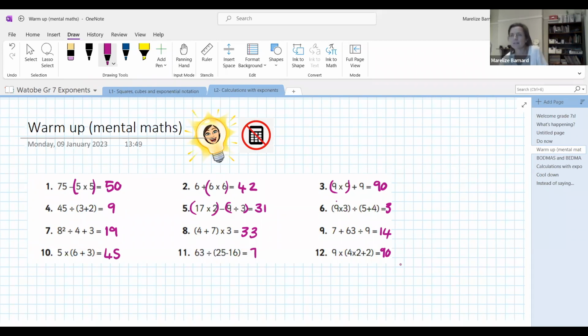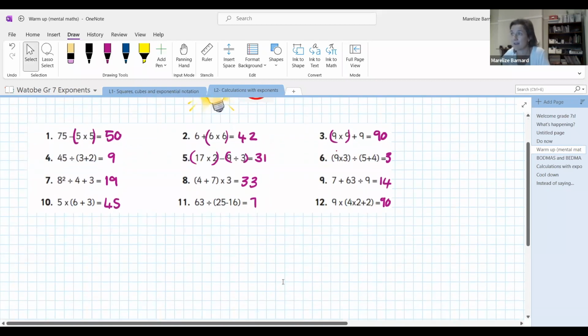Number 7 isn't 19. What do you say it is then, Leishan? 8 squared is 64 divided by 4. 64 divided by 4. I'm sure that's 16. 16 plus 3 is 19. Hey, Miss Kat? Yes, that is correct. Thank you. See, if Miss Kat says it's right, then it's right.